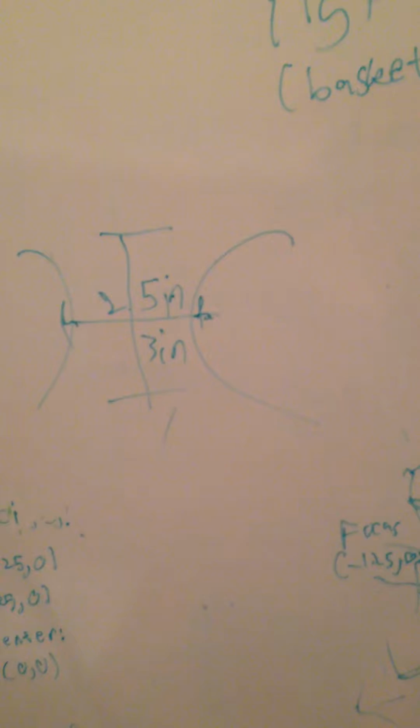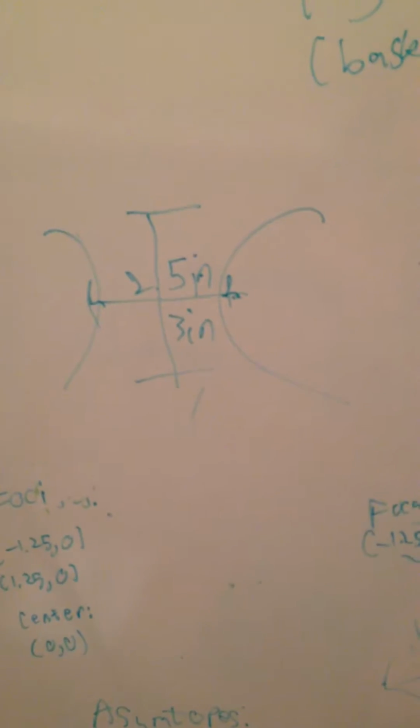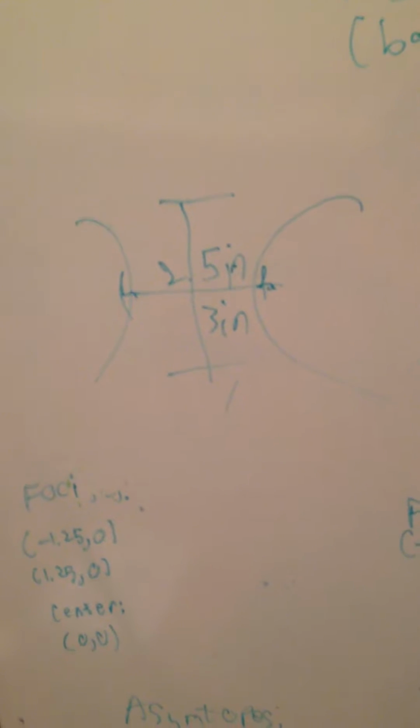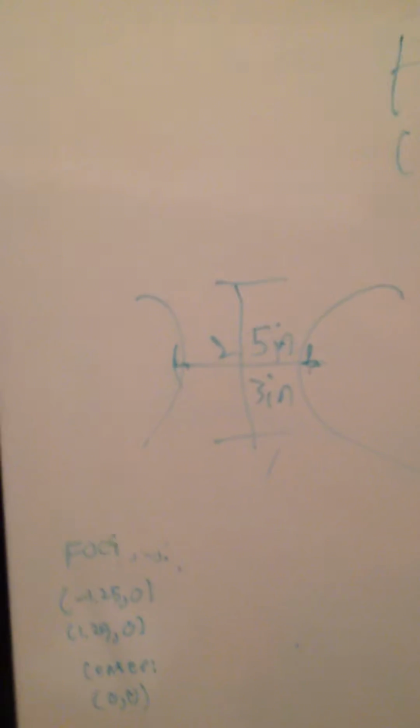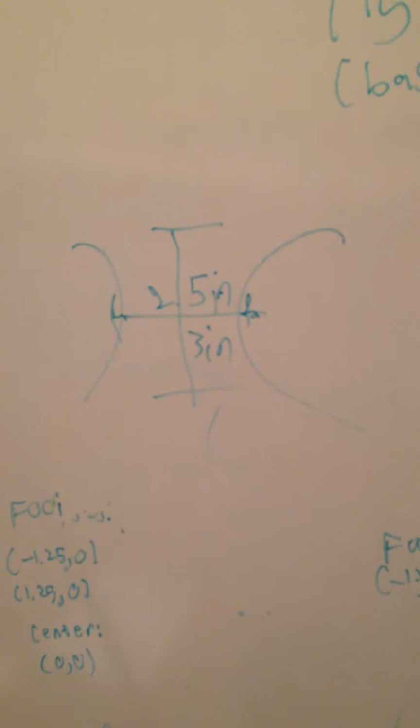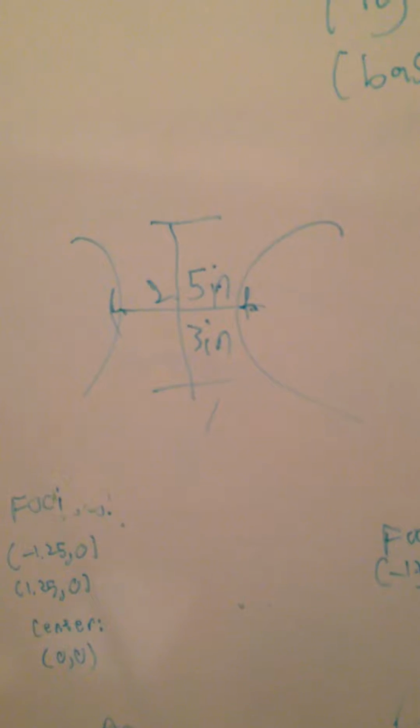And I measured it, like you saw, and it was 2.5 inches wide and 3 inches tall, or vertical, or in length, I mean. So, what we're going to do is find an equation for the basketball. And it's a hyperbola, because you know the way it looks.